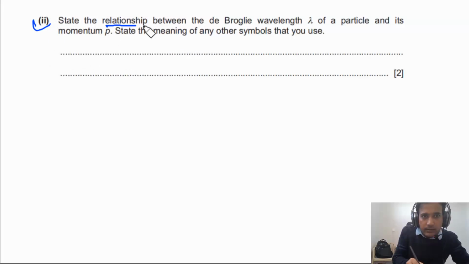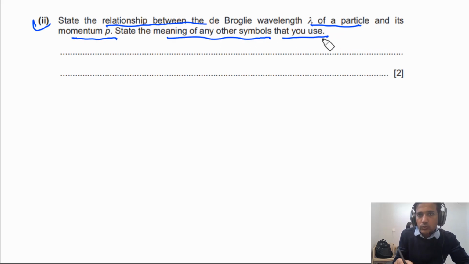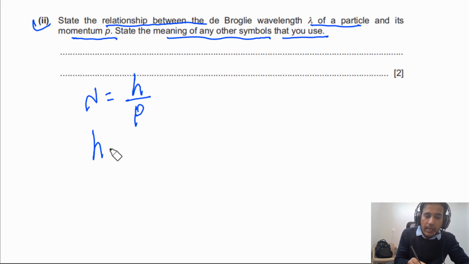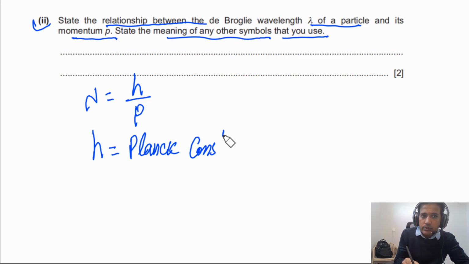Second part says, state the relationship between the de Broglie wavelength of a particle and its momentum p. State the meaning of any other symbols that you use. So simply we need to understand de Broglie wavelength is equal to h over p, and p is the momentum of the particle, and lambda is the de Broglie wavelength, and h is the Planck constant. So this is what you need to say.